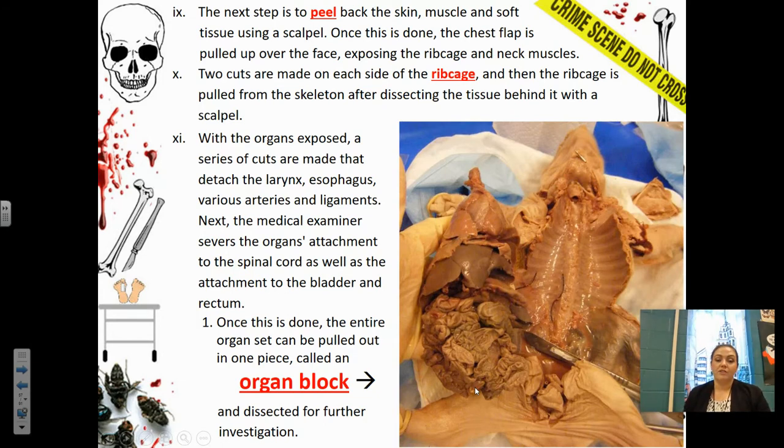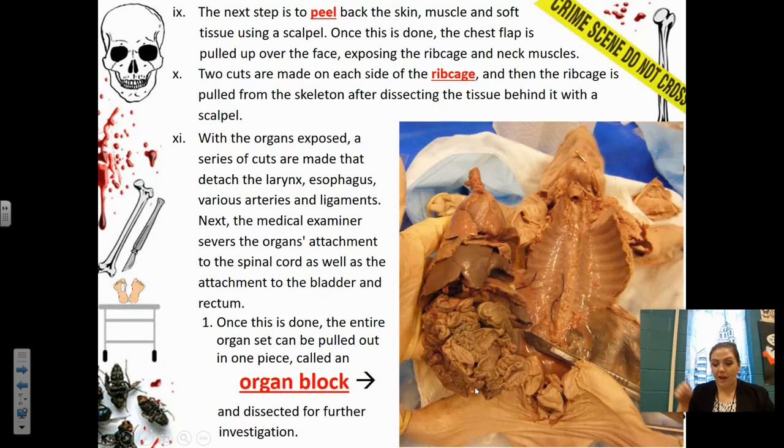So with the organs exposed, a series of cuts are made, and they know where to make their specific cuts. They detach the larynx, the esophagus, various arteries and ligaments. Next, the medical examiner severs, which means cut, the organs' attachment to the spinal cord, as well as the attachment to the bladder and rectum.